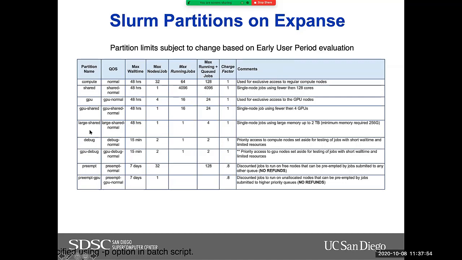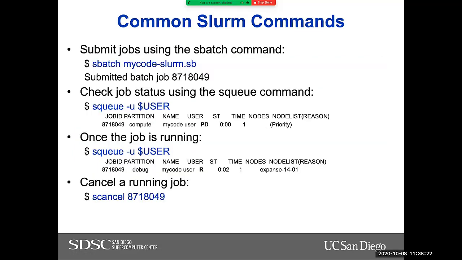And I won't go through all the details of that, but there's the compute shared, GPU shared, and again, they have different charges, and there's differences in how they might run. And we're learning about that right now in the early user phase. There's large memory nodes as well on Expanse. And there's the good old-fashioned debug queue. So they're pretty similar. And you specify them in your batch script.